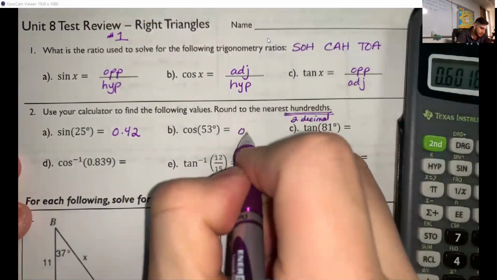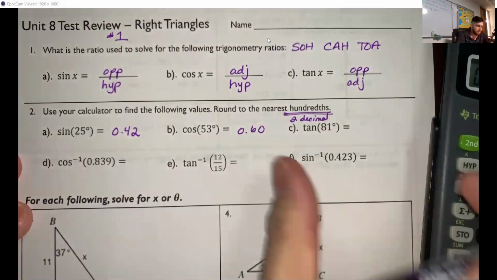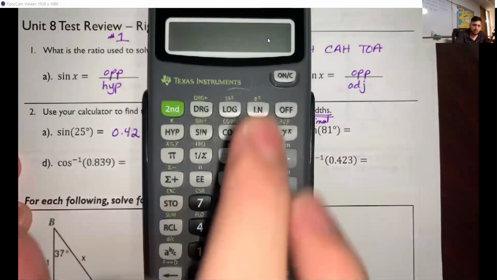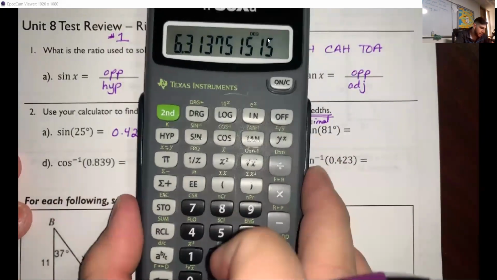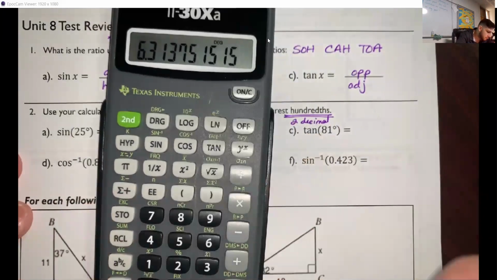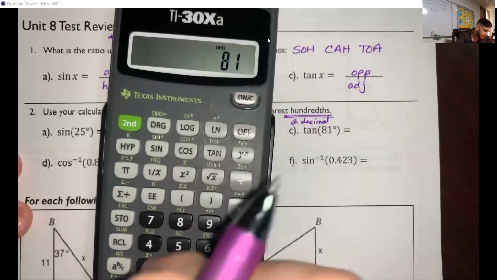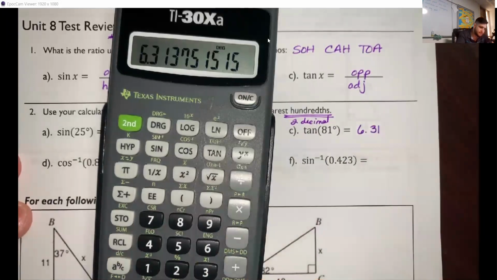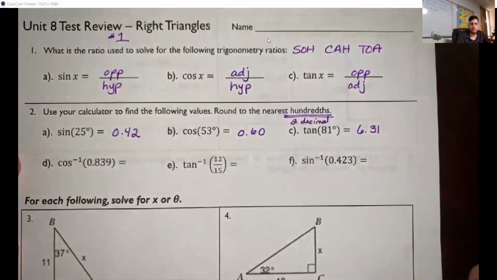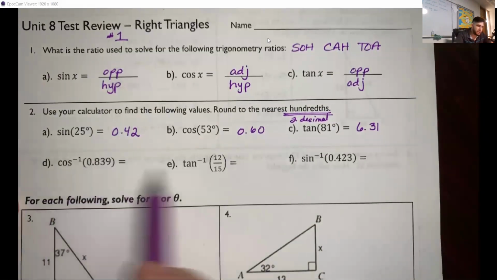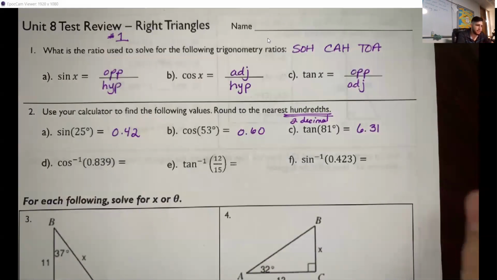I'm going to do tangent of 81, so I do 81, then press the tangent button. All right, that is 6.31. Did I do that correctly? 81, tangent, yeah. So 6.31. And then, of course, we're going to do the same thing with these other ones.